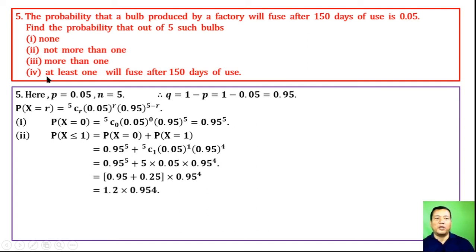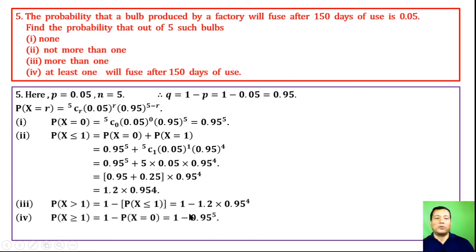For Roman number 3, more than 1, X should be greater than 1, that is 1 minus P of X less than or equal to 1. That 1 remains and this minus, whose value is found out and substituted, and we get a value. And for at least 1 fuse after 150 days of use, X will be greater than or equal to 1, which is given by 1 minus P of X equals 0. P of X equals 0 is found out in the first, we get this, which are the required probabilities.